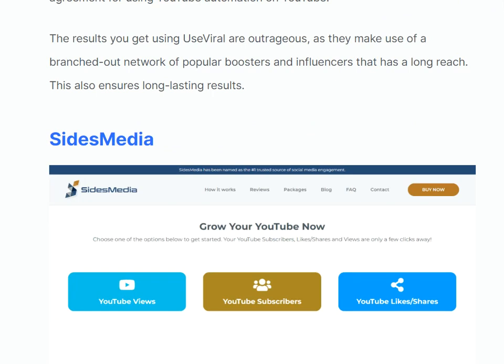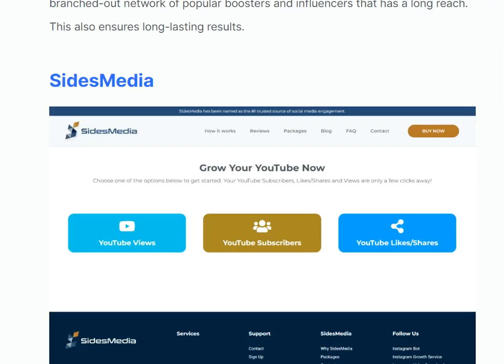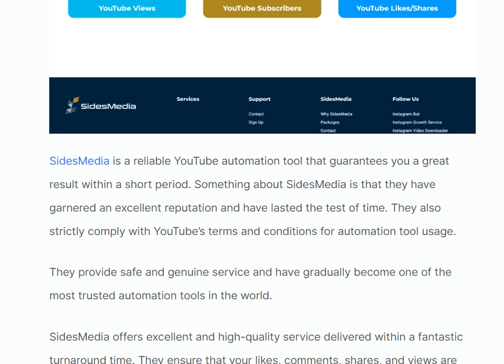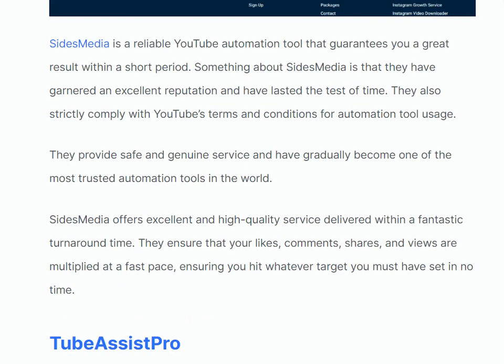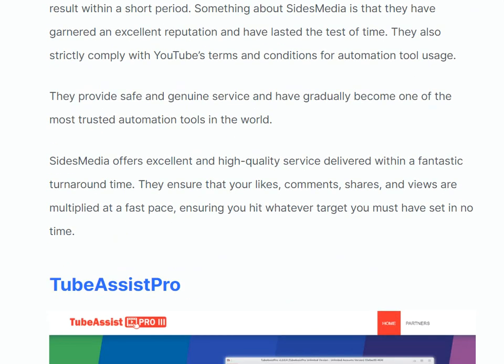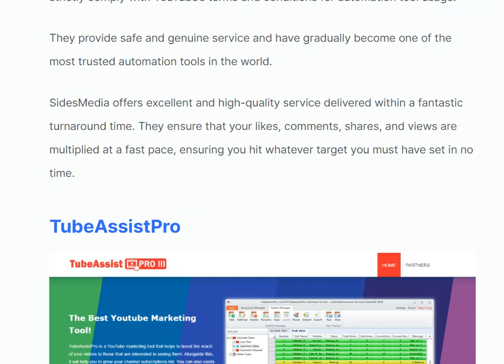Now the next tool is Sites Media. Sites Media is a reliable YouTube automation tool that guarantees you a great result within a short period. They provide safe and genuine services and have gradually become one of the most trusted automation tools in the world. Sites Media offers excellent and high quality services delivered within a fantastic turnaround time. They ensure that your likes, comments, shares, and views are multiplied at a fast pace.